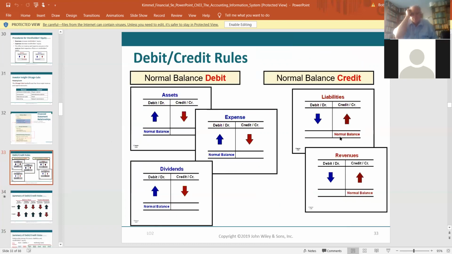Here is a good slide right here, everybody. These are the 5 things you got to memorize. There's no other way to say it. You just have to have them memorized in your head. You have to know that assets have a normal debit balance, etc. When we say an account has a normal balance, what we mean is it normally has a debit balance. We would expect the balance to be a debit.